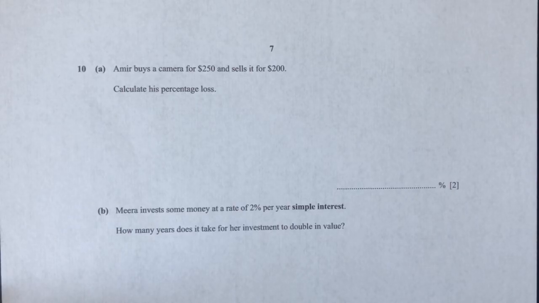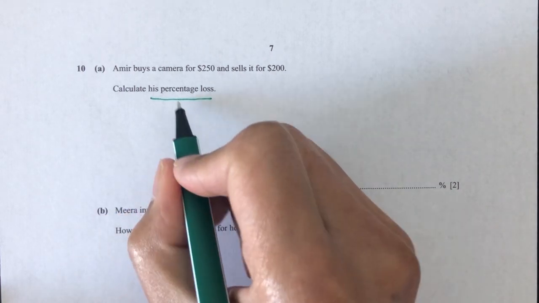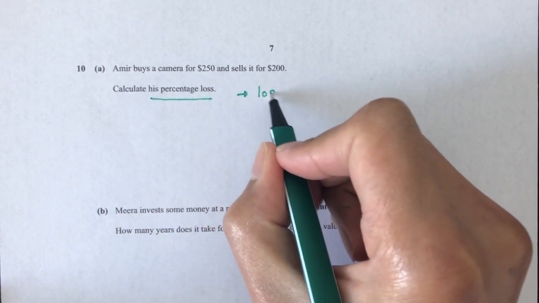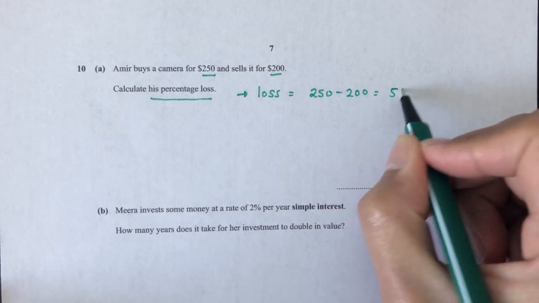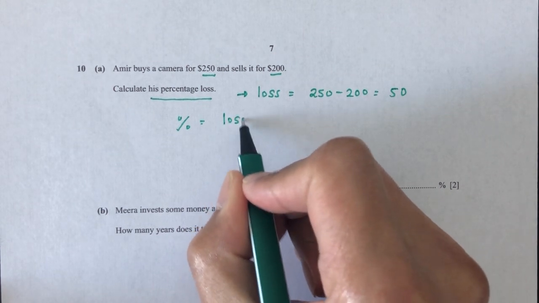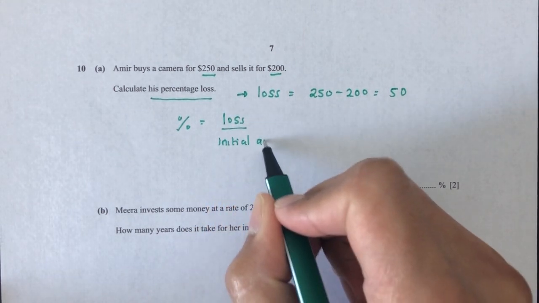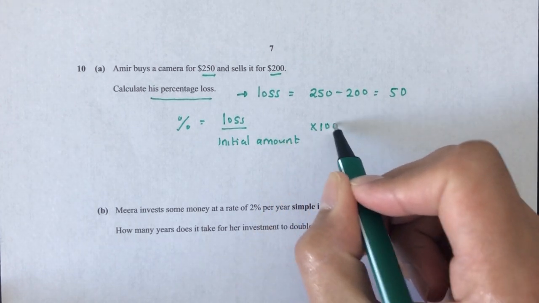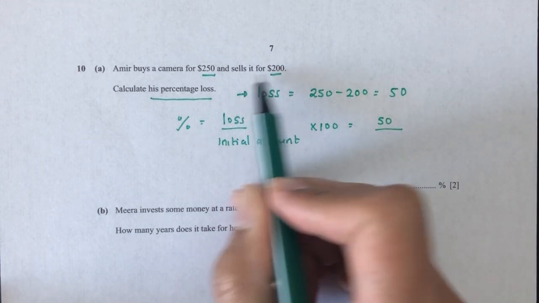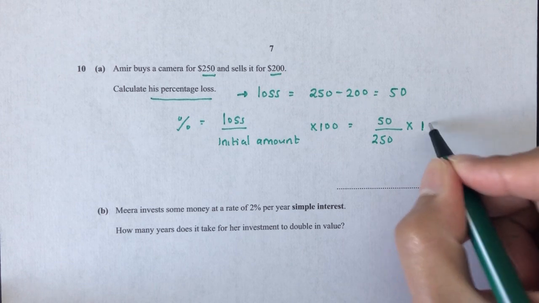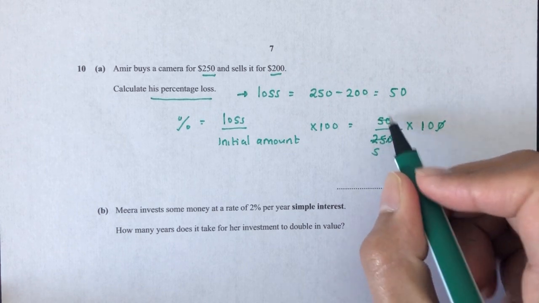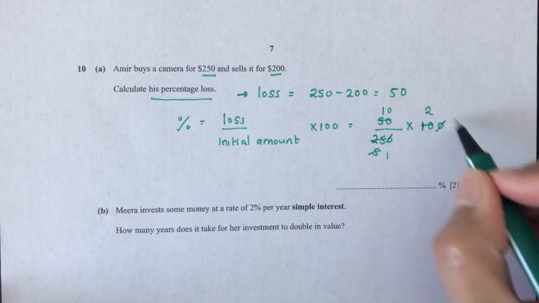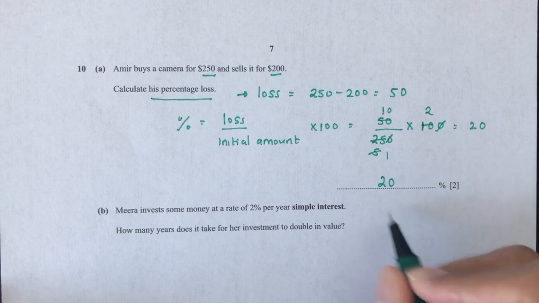Question number 10, part A. Amir buys a camera for 250 and sells it for 200. Find his percentage loss. So how do you find the percentage loss? So let's first find his loss. Loss is 250 minus 200. That is his loss, which will be 50. So now percentage loss is loss over initial amount or value times 100. So loss will be 50 divided by initial cost, which is 250, times 100. So cut 0 here, divide by 5, we will have 1 over 5 times 100, that will be 20. So percentage loss for part A will be 20%.